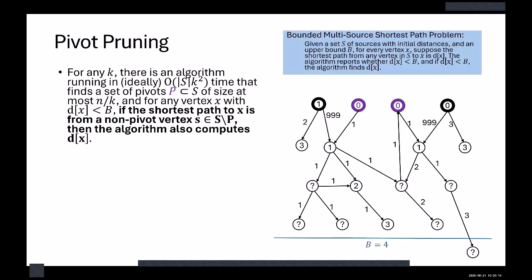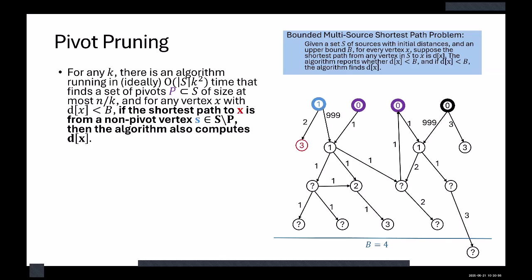So how is this done? We show that for any parameter k, there is an algorithm that runs in time of size of S times k squared, and then you can find a set of pivots, and we can also compute a bunch of distances, so that for every shortest path, for every vertex whose shortest path uses a non-pivot vertex, the algorithm will also compute the distance. So you can see that what the algorithm does here is, for those source vertices, you compute the pivots in purple, and you also compute a bunch of distances, but some of them are not computed. It only computes some of them, but not all of them.